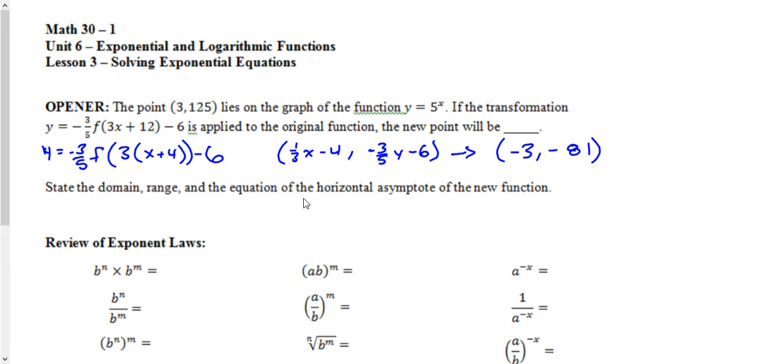State the domain, range, and equation of the horizontal asymptote of the new function. We know our base is going to be 5. So let's rewrite our new function, let's call it g of x. This is going to be equal to negative 3/5, and this is what you want to graph on your calculator. Negative 3/5 bracket 5 is your base. The exponent is going to be 3x plus 4, and after all that, minus 6.